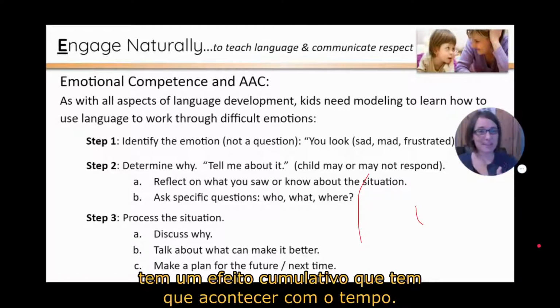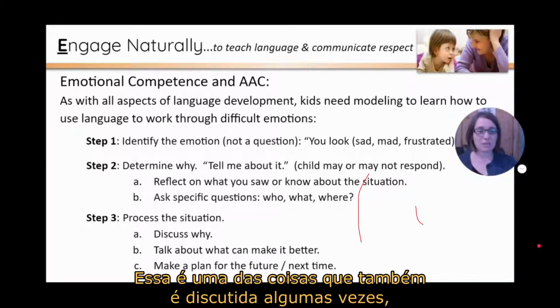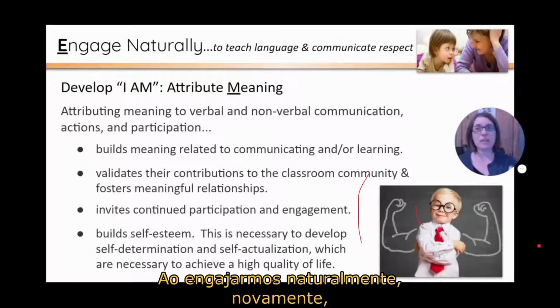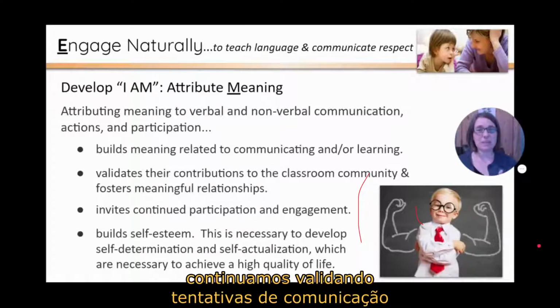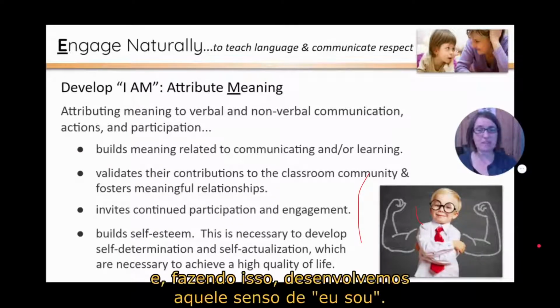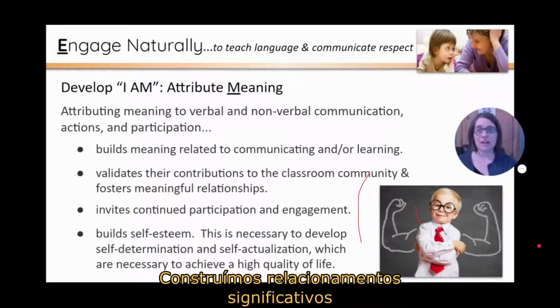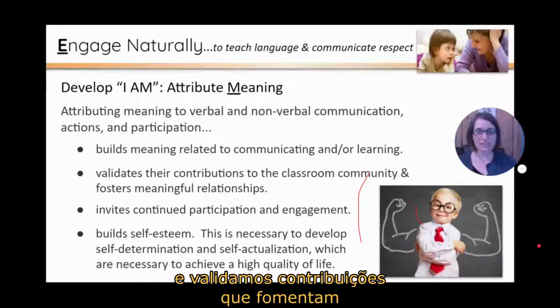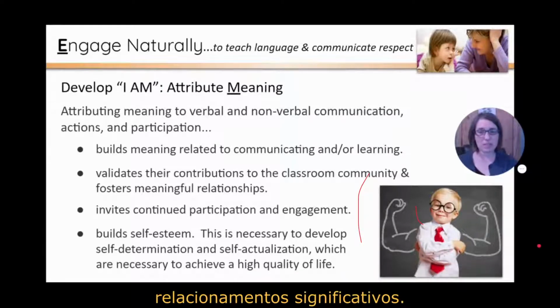it's a cumulative effect. It has to happen over time. But this is one of the things that is also discussed in quite a bit of length, actually, in Engage Naturally. As we engage naturally, again, we continue to value communicative attempts and attribute meaning to them. And in doing so, we develop that sense of I am. We build those meaningful relationships related to communicating and learning, and we validate contributions, which fosters meaningful relationships.